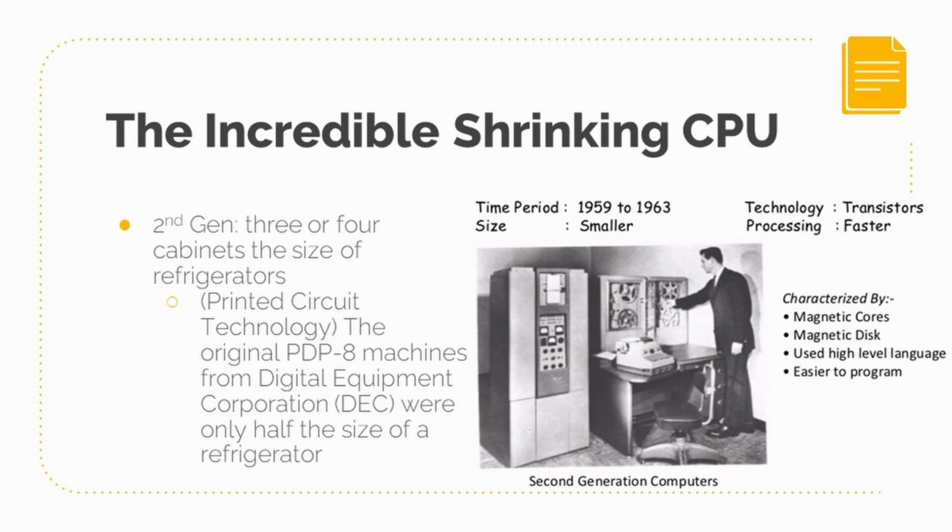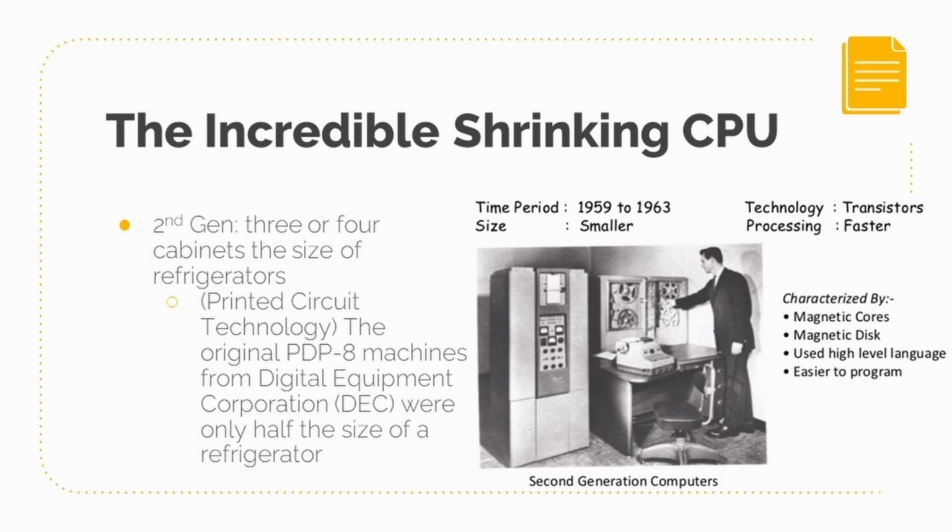Now, let's delve into the advancements seen in the second generation of computers, which marked a significant leap forward from the massive, room-sized machines of the first generation. During the second generation of computers, which emerged in the late 1950s and lasted through the late 1960s, we witnessed remarkable advancements in technology that allowed for more compact and efficient computing systems. One notable example is the PDP-8 series of mini-computers developed by Digital Equipment Corporation, DEC.